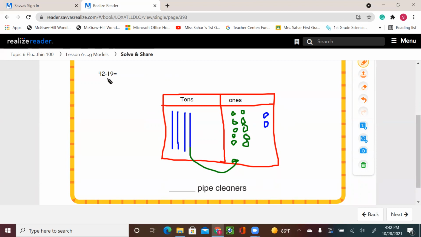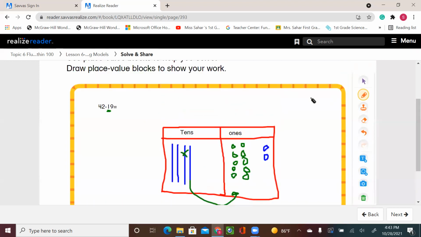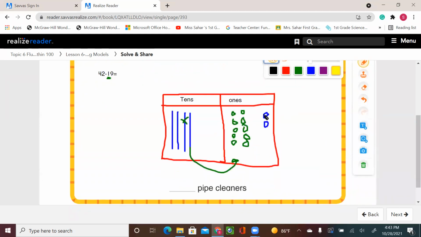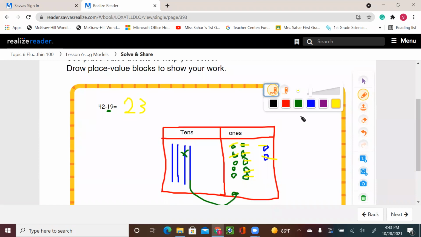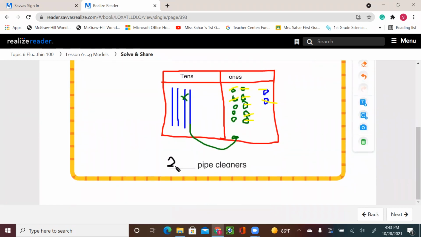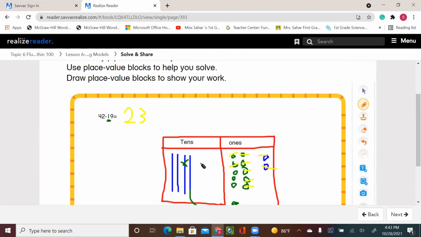And how many ones do I have in my second addend? 1. Wait, 19 has 9 ones, so I need to take 9 from my 12. Let's use a different color. I need to take away 9. 1, 2, 3, 4, 5, 6, 7, 8, 9. So how many ones do I have? Very good. 3 ones. And how many tens? 2 tens. I'm going to write up there 23. Use a darker color. So there are 23 pipe cleaners left.